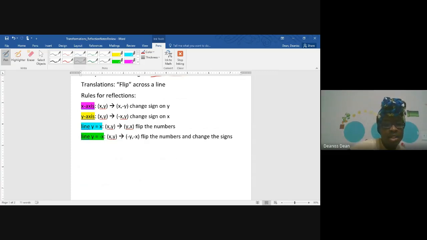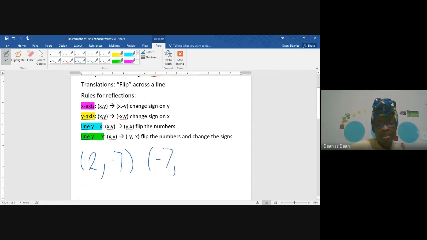So let's say the original point was like 2, negative 7. Okay, so it says flip the numbers. So I'm going to flip the numbers. So I flip: negative 7, positive 2. Then I'm going to change the sign. So this 7 becomes positive and the 2 becomes negative. So that would be the new point from reflecting over the line y equals negative x.